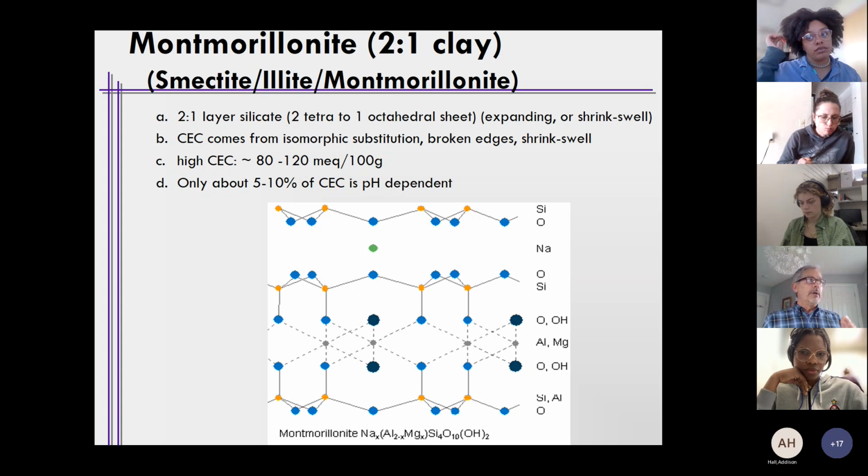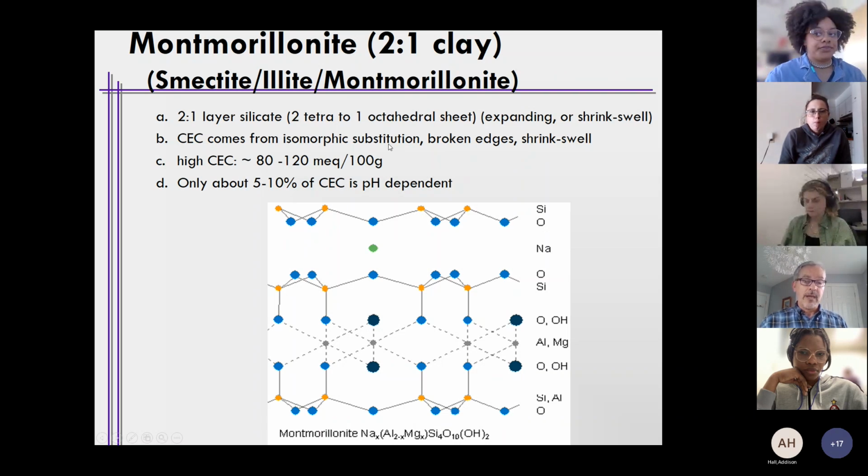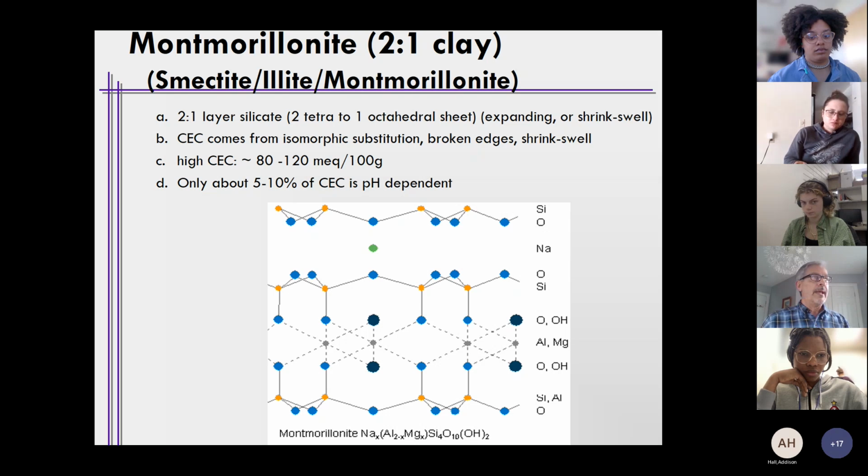That creates negative charge. That's isomorphic substitution. And so the CEC on these types of clays comes pretty much from isomorphic substitution, dominated by isomorphic substitution, but also on the edges of the clays, broken edges or just the edges of clays. That's where pH dependent charge would come from. So these clays in terms of CEC are really high in terms of cation exchange capacity, 80 to maybe 120 milliequivalents per 100 grams. That's different than kaolinite, which is about 10. And these types of clays, only about 5 to 10% of the CEC comes from pH dependent charge.